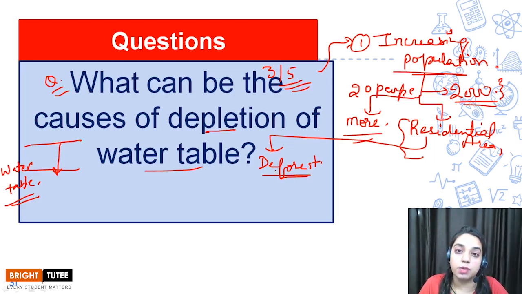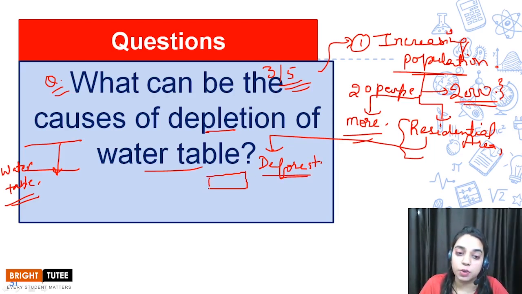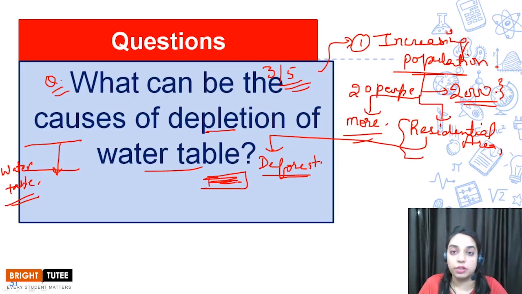And while doing so, we are replacing the open soil area with concrete or the pakka floor, and this pakka floor does not allow the rainfall to seep through it, and as a result the groundwater will not be replenished, and it will ultimately lead to the depletion of the water table, right?